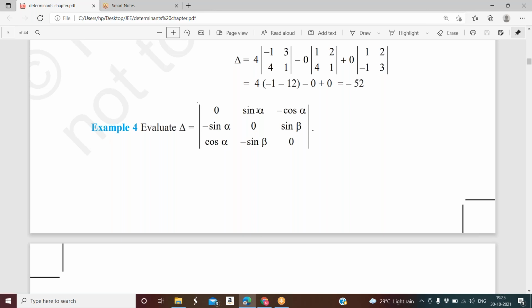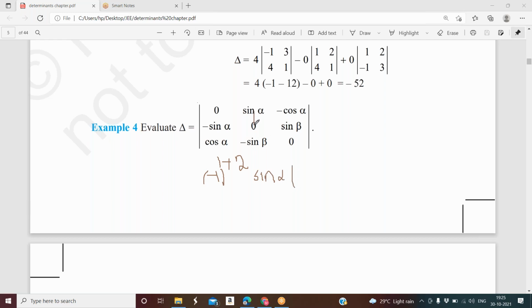What is the second element? A12 is sine alpha. I will add plus or minus, here minus, because A12 means minus 1 power 1 plus 2, right? Minus 1 power 1 plus 2 into sine alpha. That is my second element in the first row.